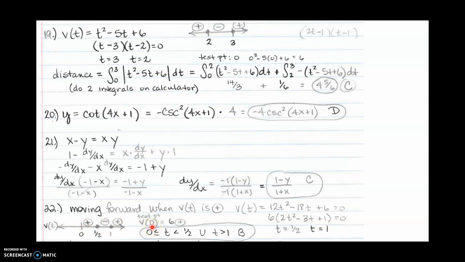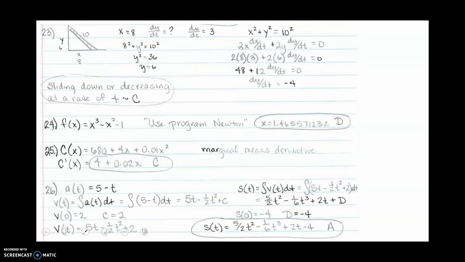All right, then for 23, they gave me a related rates problem. So a ladder 10 foot long is leaning against a wall with the foot of the ladder 8 foot away from the wall. If the foot of the ladder is being pulled away from the wall at 3 feet per second, how fast is the top of the ladder sliding down the wall? So I gave myself a drawing here. Here's my 10 foot long ladder, and they told me that it's 8 feet away from the wall.